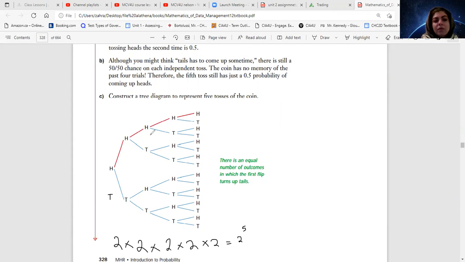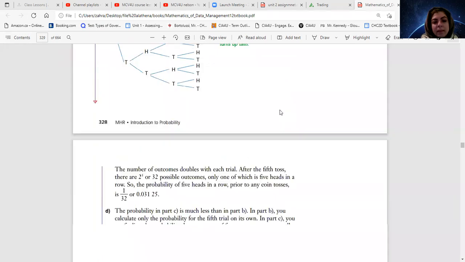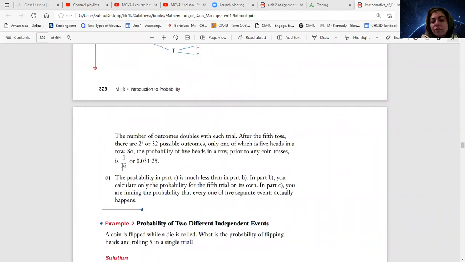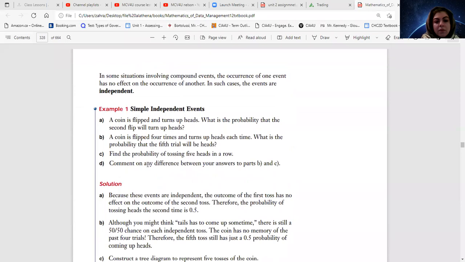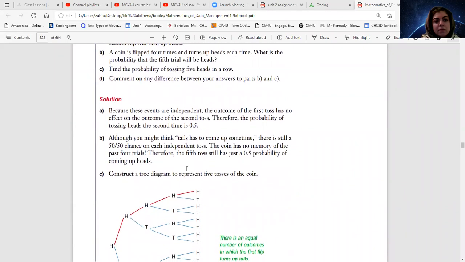And what is the probability that it's going to be all heads? Just one event will give you head, head, head, head, head, right? So as you see, 2 to the power 5 is 32. So it is 1/32, the probability that all 5 in a row would be head.